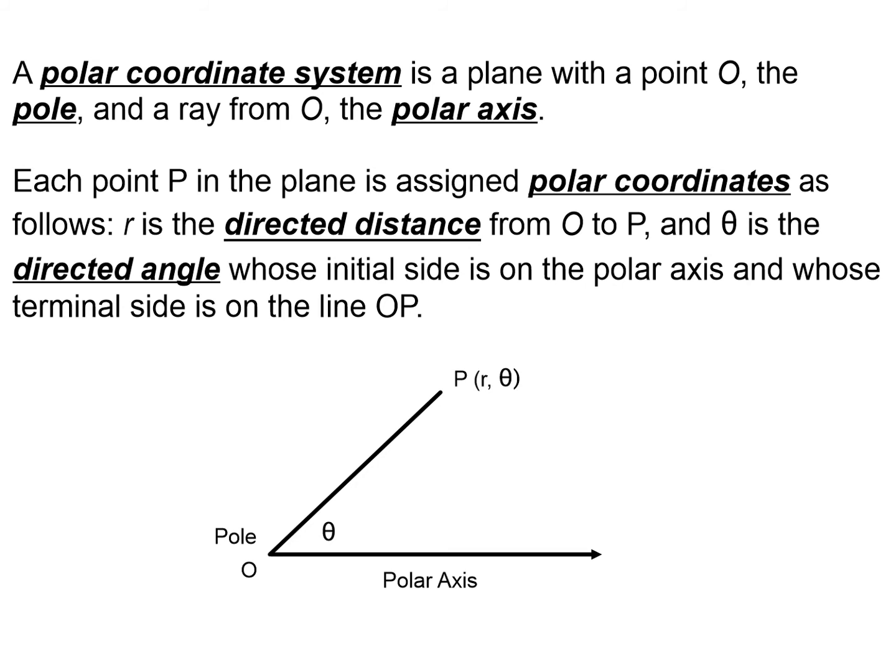The point P in the plane is assigned polar coordinates as follows. r is the directed distance, so how long, going in a certain direction from O to P, and theta is the directed angle, so think direction, measured from the positive x-axis, whose initial side is on the polar axis and whose terminal side is on the line OP. So again, this is just the information slide.